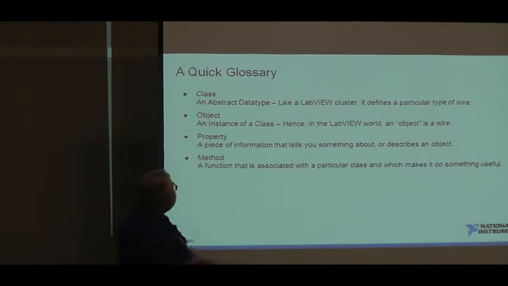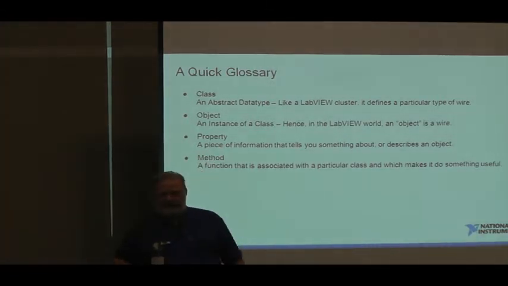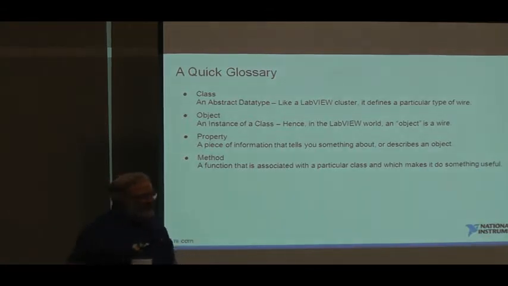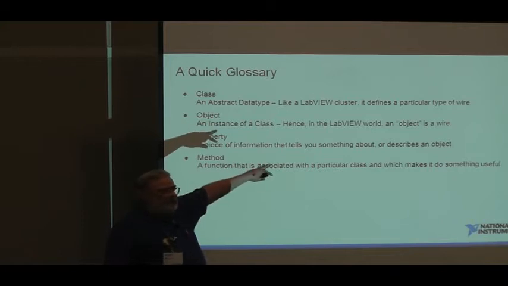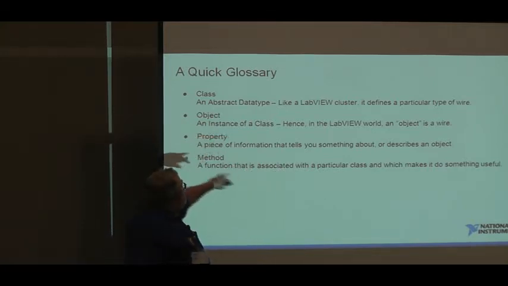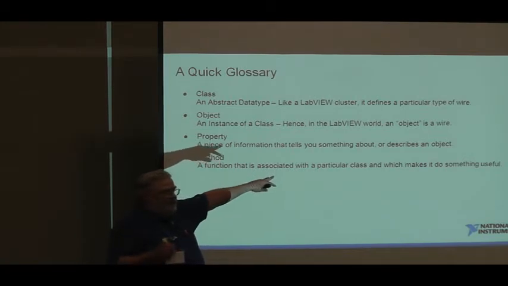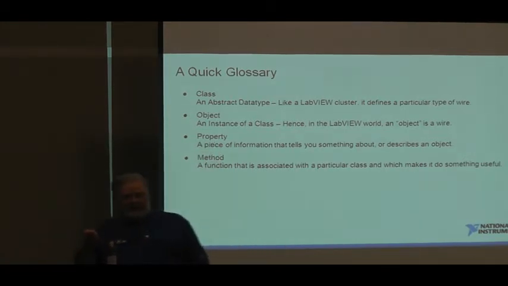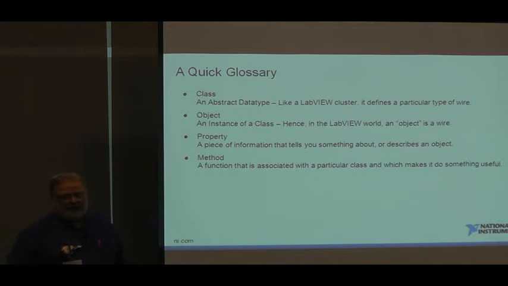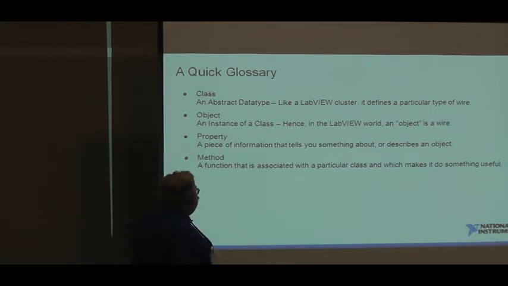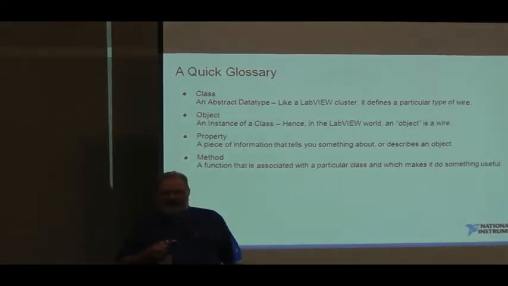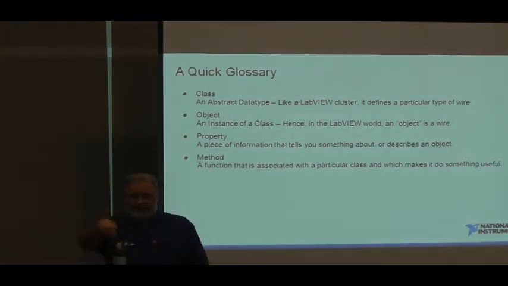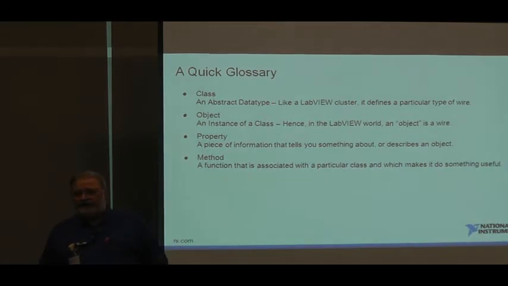So these four terms here define the arena that we're going to be playing in. Just to recap real quickly, a class is a particular kind of wire. An object is a particular wire. A property is information that is being carried on that wire that tells you something about that particular object. And a method is a function that uses data from the class data and data that you feed into it externally to do something that you want done.